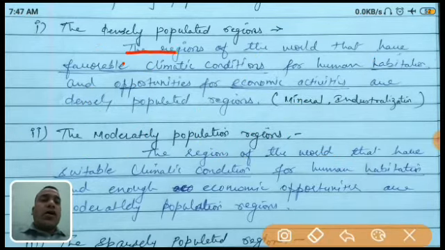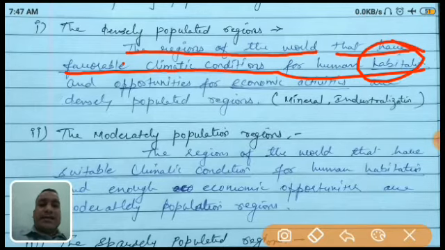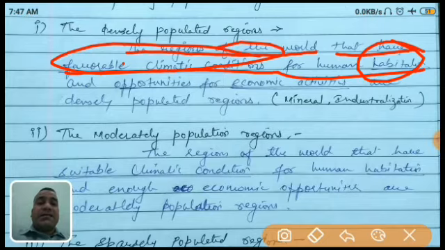The region of the world that has a favorable climatic condition. What is the reason? A favorable climatic condition for human habitat. Habitat means the living place. What is the requirement? Favorable climatic condition. It means not too much rainy season, not too much cold, not too much hot summer season. So favorable means a person can live in a particular area with suitable things.